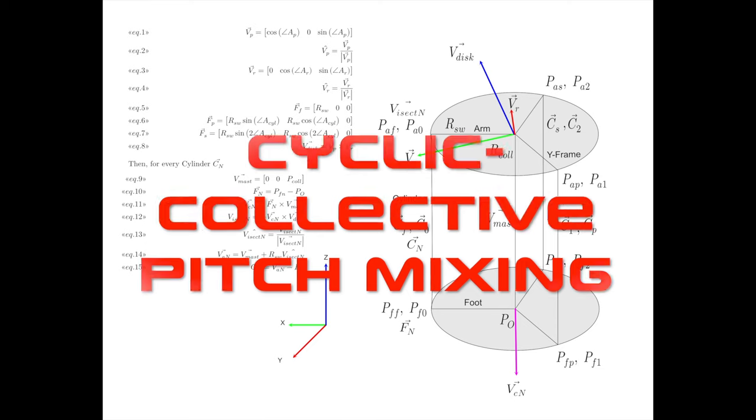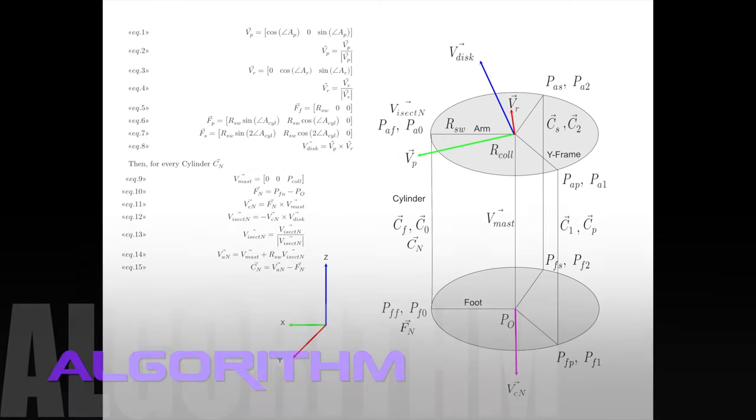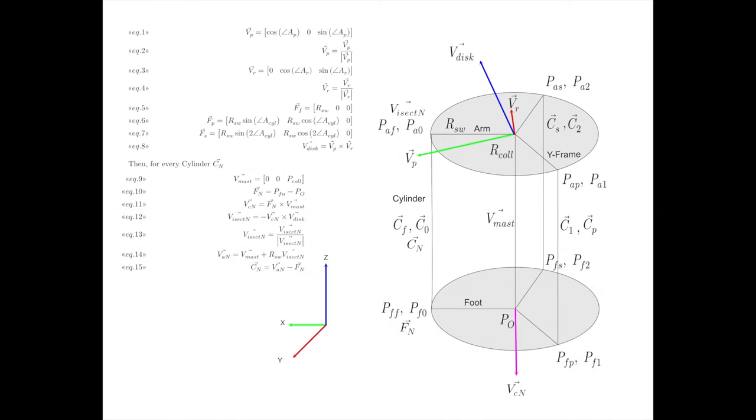CCPM, cyclic-collective pitch mixing. The pitch vector V sub P is the x-axis rotated around the y-axis by the pitch input. The roll vector V sub R is the y-axis rotated along the x-axis by the roll input. The normal vector V disc representing the plane of the rotor disc is then V sub P cross V sub R.